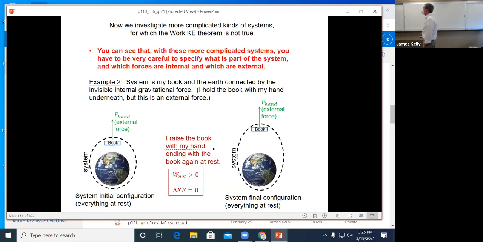Okay, so with these more complicated systems, you can kind of see that it really matters that I define carefully, especially in this Earth example, what my system is. In other words, I might have just considered the book by itself to be my system, and then I would have said the book's behaving like a particle. Look, it's just translated up. But if I say my system is the book plus the Earth with that internal invisible springy force between the two, then it's not behaving like a particle, and I don't expect the work kinetic energy theorem to apply.